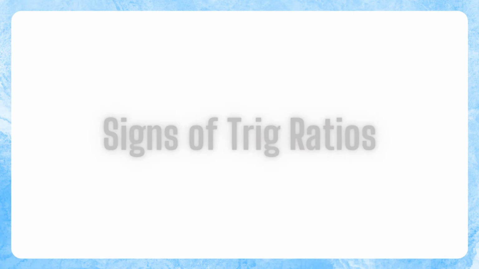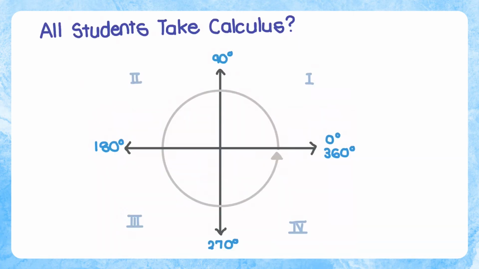So today we're simply going to focus on the signs of trig ratios depending on which quadrant they lie in. And so here is our circle from earlier. Notice that it's split into 4 quadrants, going from quadrant 1 to quadrant 4, and each quadrant is 90 degrees. Notice as a little subtitle here, I've written all students take calculus. But what exactly does this mean? It's actually a tool to help us remember signs of trig ratios.